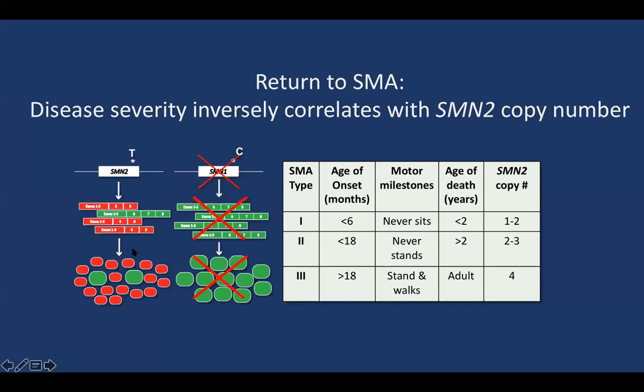Turning back to SMA, I mentioned before that there's an SMN1 copy missing. What I didn't say is that depending on the number of SMN2 copies, a protein that has very close similarity to SMN1, the children have variability in severity. So those kids who have only 1 to 2 copies of SMN2 are most severely affected and never sit. Those that have 2 to 3 copies sit, but they never stand. And those with 4 or more copies stand and walk.